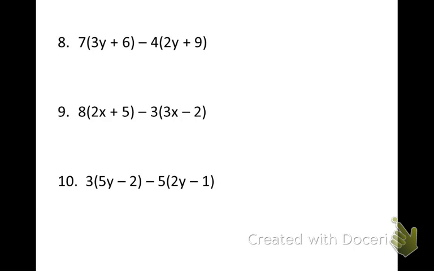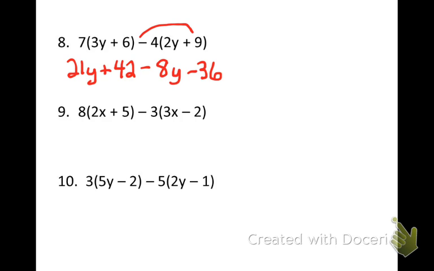So here 7 times 3y would be 21y, plus 7 times 6 would be 42. Here distributing, negative 4 times 2y would be negative 8y, negative 4 times positive 9 would be negative 36. 21y minus 8y would be 13y, 42 minus 36 would be positive 6.